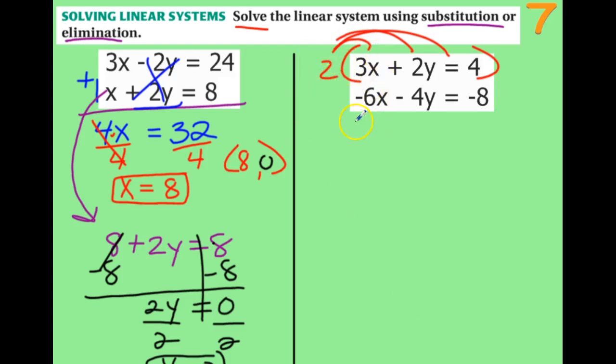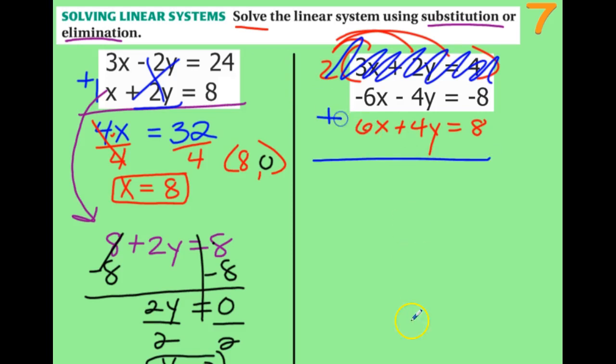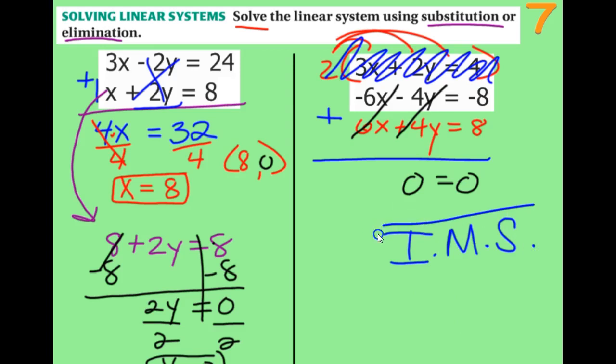2 times 3 is 6x. 2 times 2 is 4y. And 2 times 4 is 8. So now I don't need that top equation. I'm just going to add these two together. They're already opposites, negative, positive, and as it turns out, the x's are going to go away as well, because negative 6 plus 6 is 0, and negative 8 plus 8 is also 0. 0 does equal 0, so this answer is infinitely many solutions. These would be the exact same line if you were to graph them.